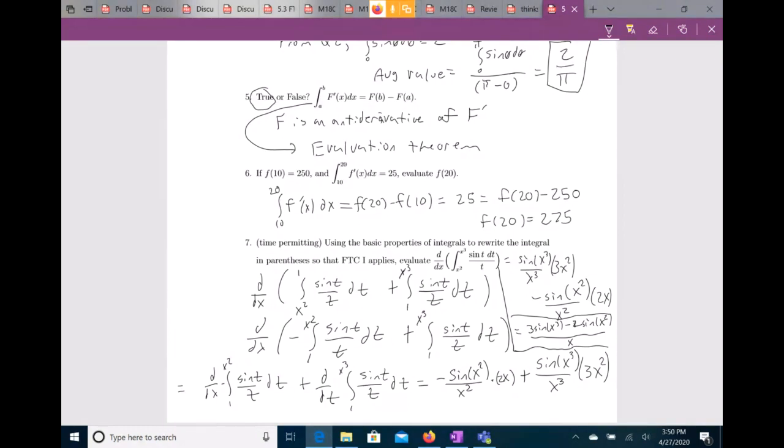That's the answer. The last thing I've written is the most simplified form. So you might see something like that on your MyMathLab.